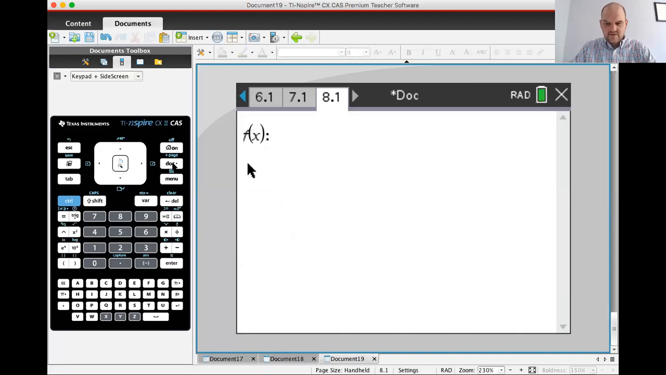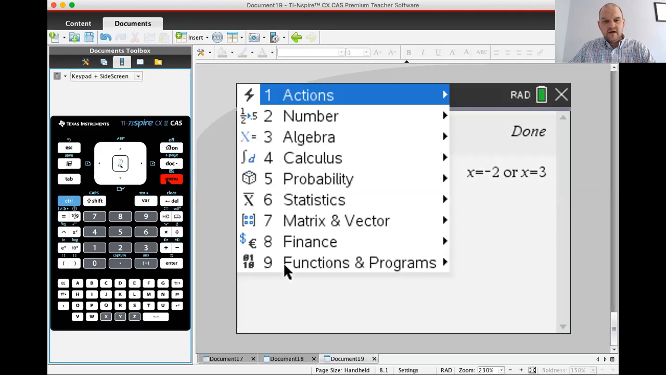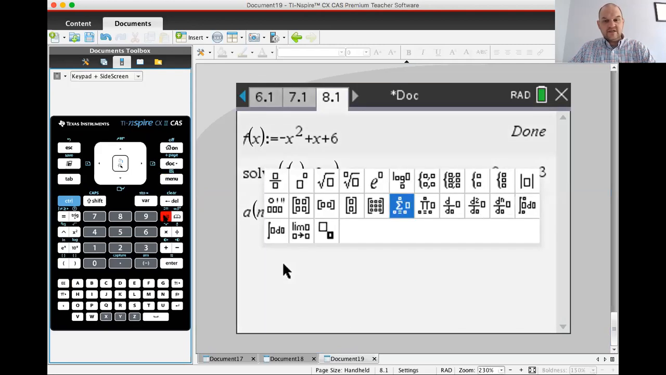So f of x, oh, I'm realizing I did not define f of x, was negative x squared plus x plus 6. All right, so if you needed to, you could do solve f of x equals 0 for x, get those values. That's if you needed to. A is a function of n. So this is a weird area. This is our only option. We would not be able to do this using other techniques that we're aware of.